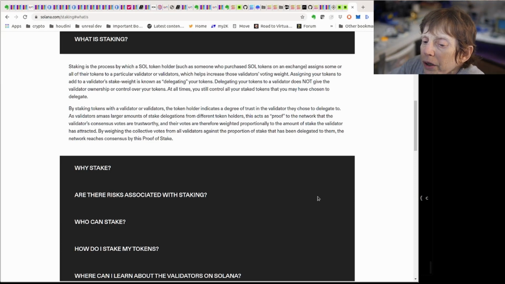Okay, so tonight we're going to talk about staking. And we're going to focus on three things: what is staking, why you should stake or not stake, and how to stake.